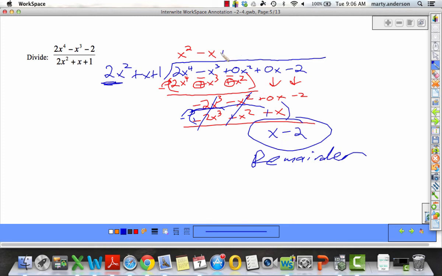So I'm going to go with plus, and I'm going to put x minus 2 on the top, and I'm going to put 2x squared plus x plus 1 on the bottom. And again, this 2x squared plus x plus 1 is not a factor of this polynomial because we got a remainder that wasn't 0. So what we're kind of looking for is, is it a factor?